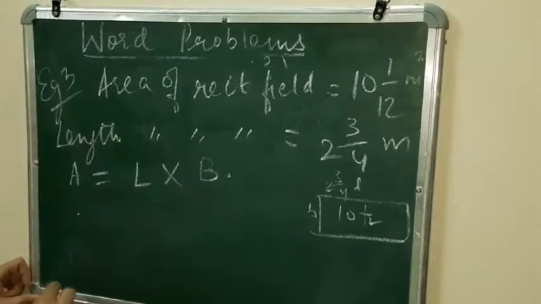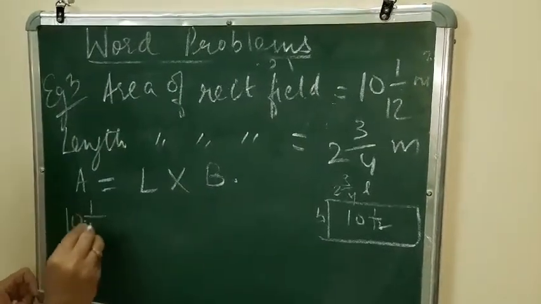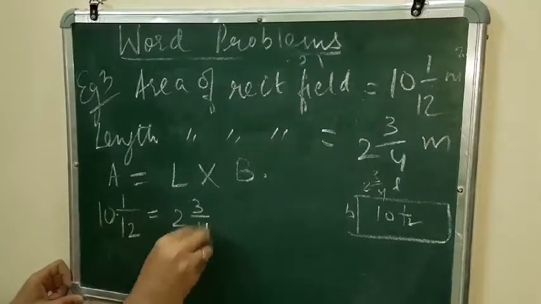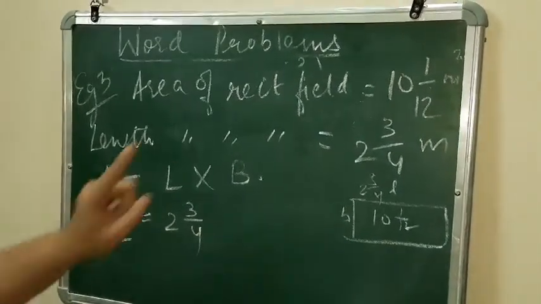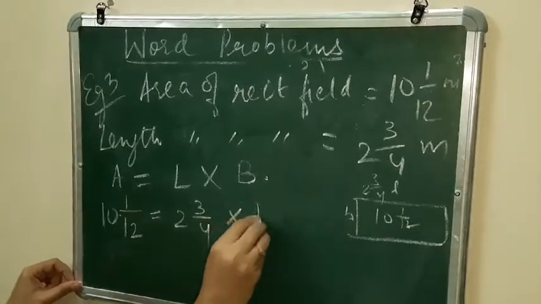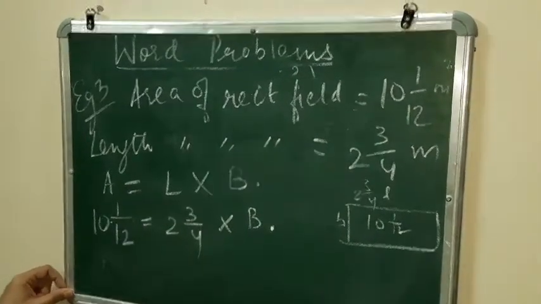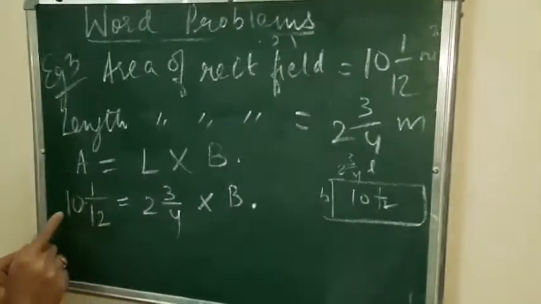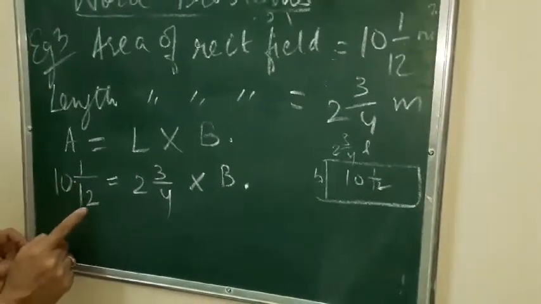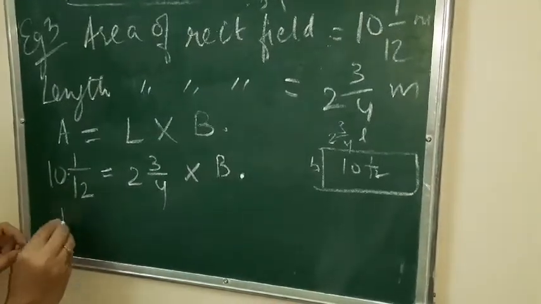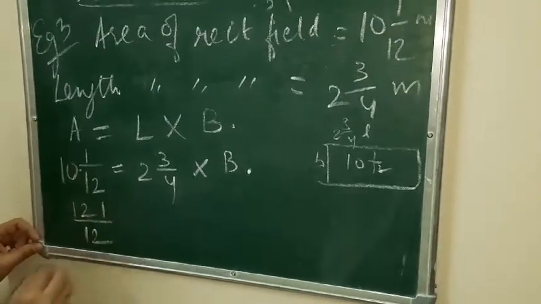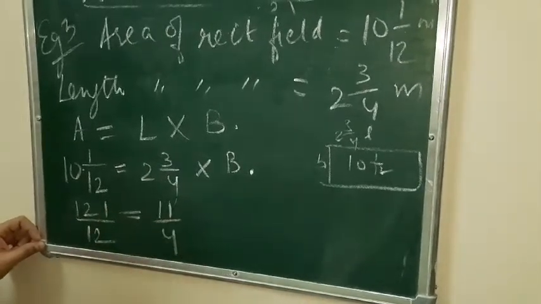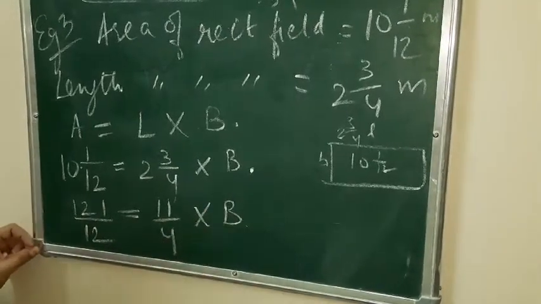Now here area we already know, it is 10 1/12. Length we know, it is 2 3/4. So I am just putting the values whatever I know. Breadth I don't know, so let the breadth be B only. We are finding B. Now first let me solve it. I am making it an improper fraction. 12 into 10, 120. 120 plus 1, 121/12. Then 4 times 2, 8, 8 plus 3, 11/4 multiplied by B.